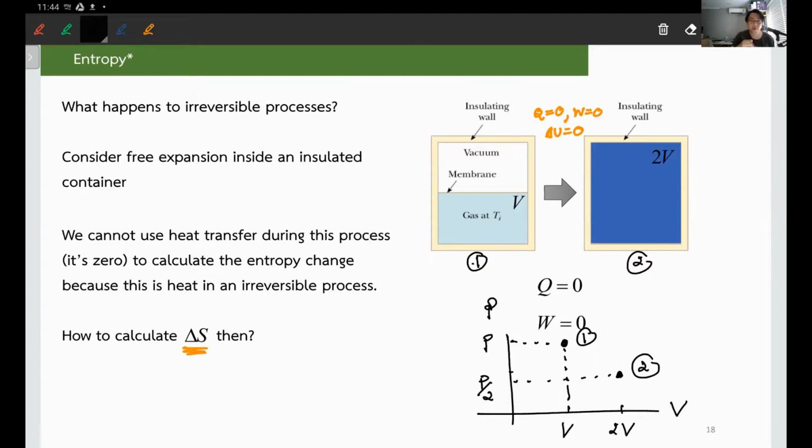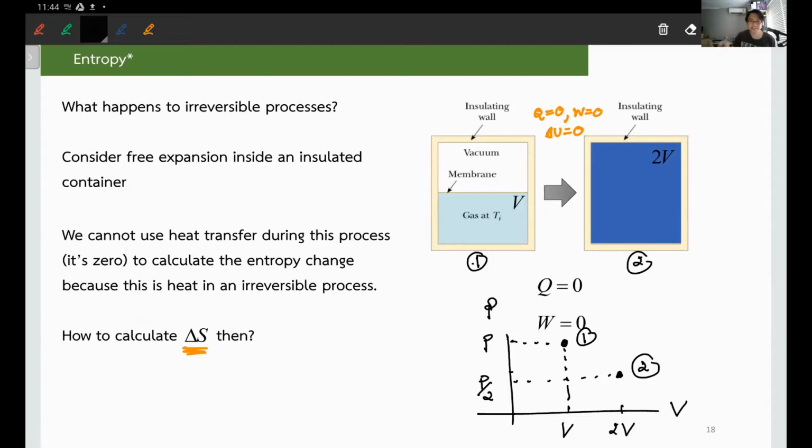My question is, going from configuration 1 to 2, what kind of line or what kind of curve in the PV diagram can be used to represent this process? What do you think? What kind of curve can represent this free expansion process?